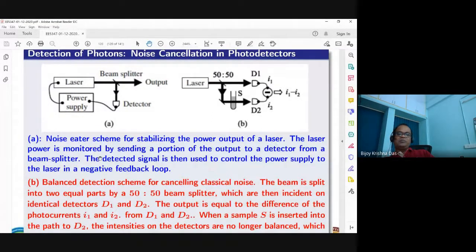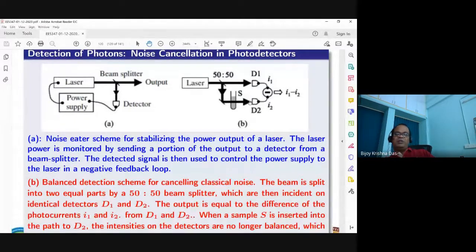The laser power is monitored by sending a portion of the output to the detector from a beam splitter. The detected signal is then used to control the power supply to the laser in a negative feedback loop. So that is how electronically you can do that.